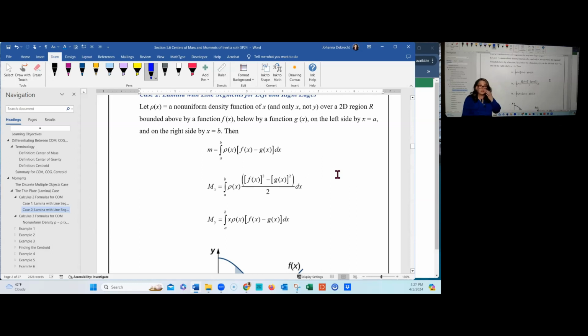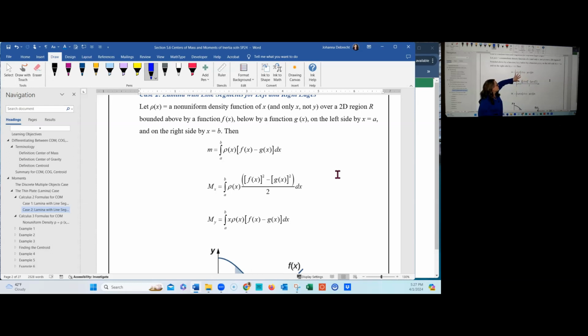Well, basically, we computed it 3 times, right? So we did each one of them twice. So we computed it with f of x, and then we computed it with g of x, and then we subtracted the lower value from the upper value. That's basically what you have. In this case, the total mass is the density function multiplied by the difference in the 2 function values.